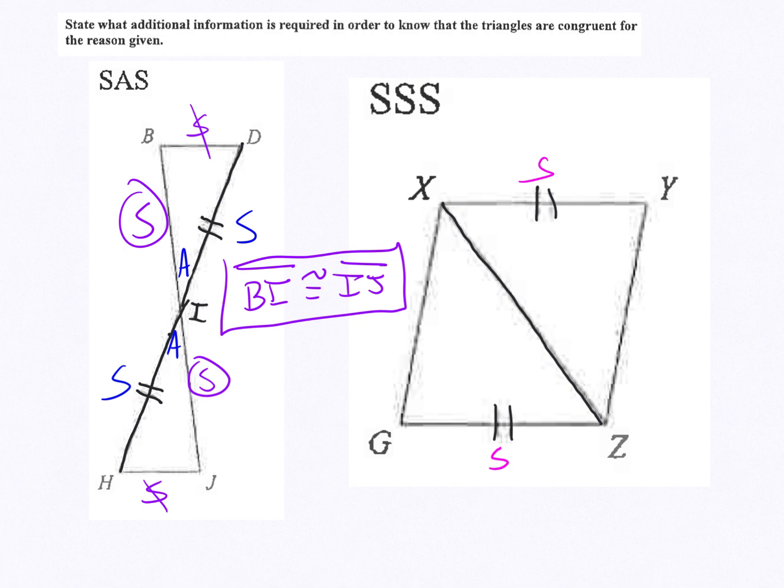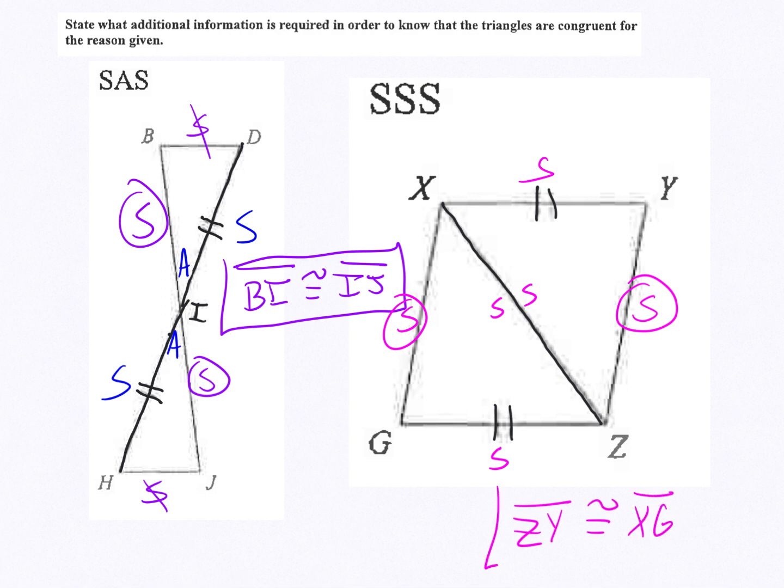So class, am I missing any? Did I mislabel or forget to label something here? What did I forget to label? The inside, the shared side, right? That's an S and S. So what am I missing on each one to make it SSS? An S, okay? So yeah, ZY is the only thing, it's the last one here. So ZY is congruent to. And what's the other one, class? XG, that one there. And that's it.